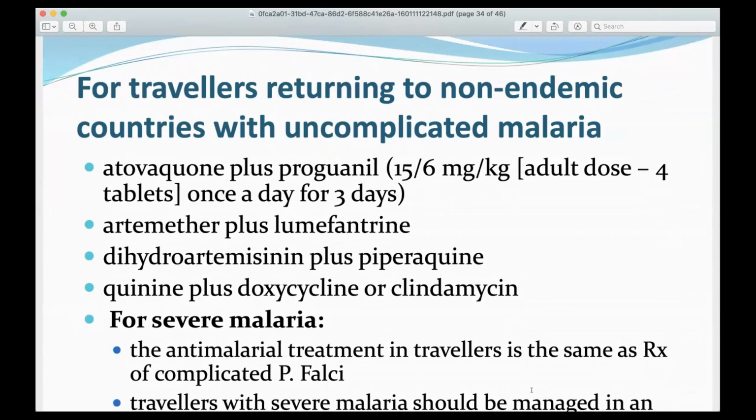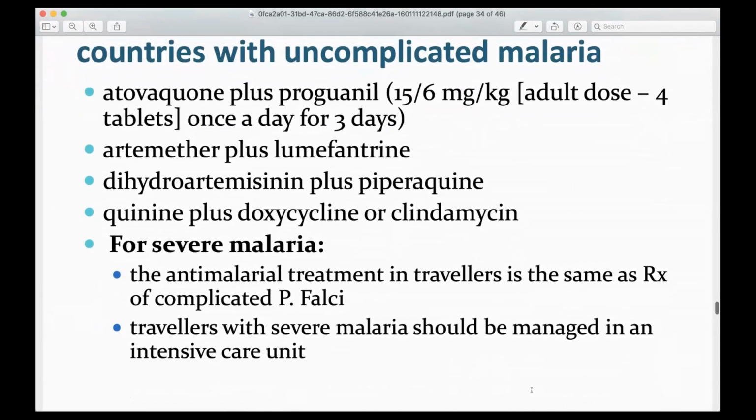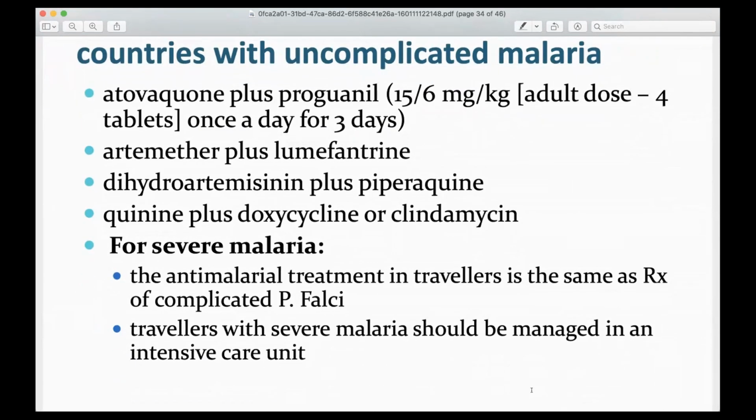Now, another group of patients is travelers returning from non-endemic countries with uncomplicated malaria. Then you can give atovaquone plus proguanil combination, or artemether plus lumefantrine combination. In severe malaria cases, the anti-malarial treatment for travelers is the same regimen as for complicated falciparum malaria.